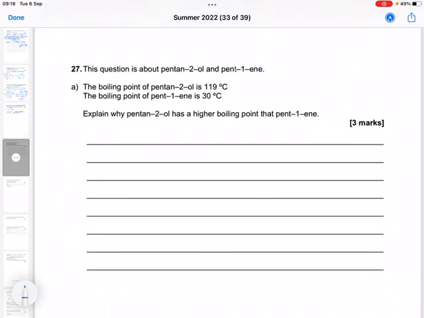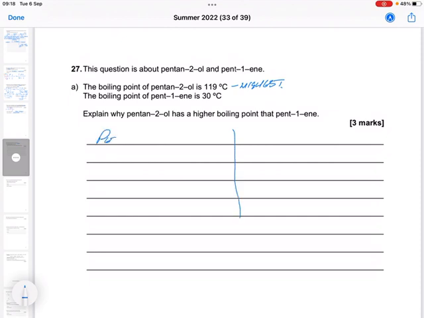This question is about pentan-2-ol and pent-1-ene. The boiling point of pentan-2-ol is 119. The boiling point of pent-1-ene is 30. So this is highest. Explain why pentan-2-ol has a higher boiling point than pent-1-ene.